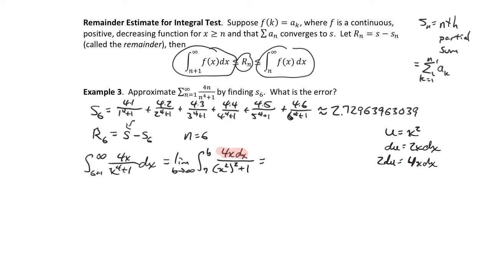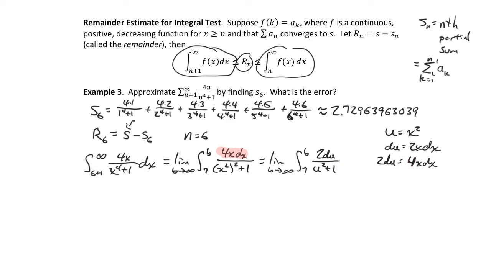So we have the limit as b goes to infinity from 7 to b of 2 du, and the denominator is u squared plus 1. Now, I didn't really say why I was doing that, but now maybe you can see why. I end up with u squared plus 1 in the denominator. That's an arctangent function, okay?